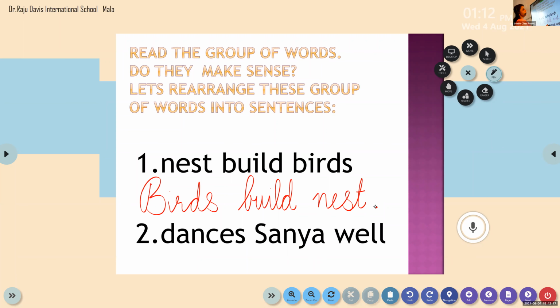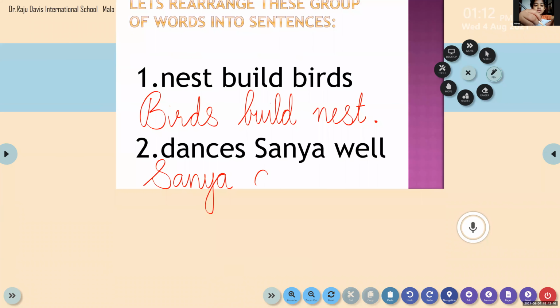Dances Sania well. Now ask a question. Who dances? Sania. Come on, who dances here? Sania. So as you rearrange the words, my dear children, we are talking about Sania in the sentence, so Sania has to come first. What is the action being done by her? Dances. How does she dance? Well. Very good. So dances well. At the end of the sentence, what should we do? Stop. Very good, my dear children.